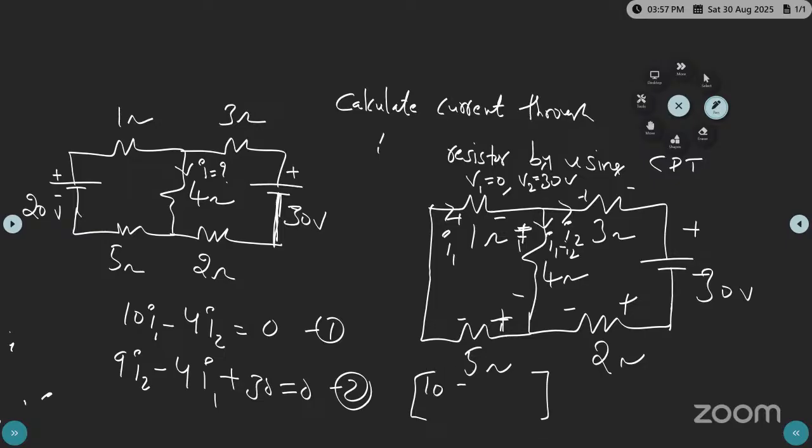10, minus 4, 0. It is minus 4 I1, minus 4 plus 9 minus 30. I1 left side, minus 4 is there. Minus 4, 9, minus 30. I1, I1, I2, I2, constants. In the calculator, you have to enter.